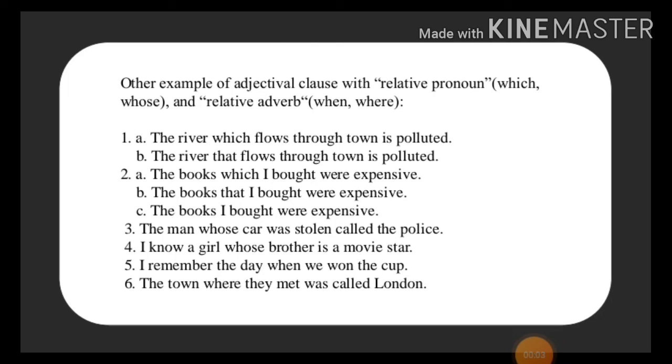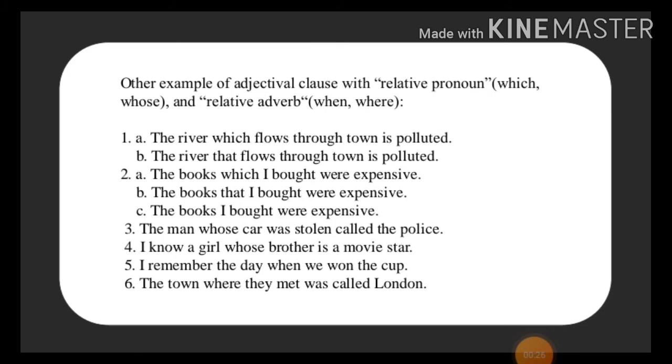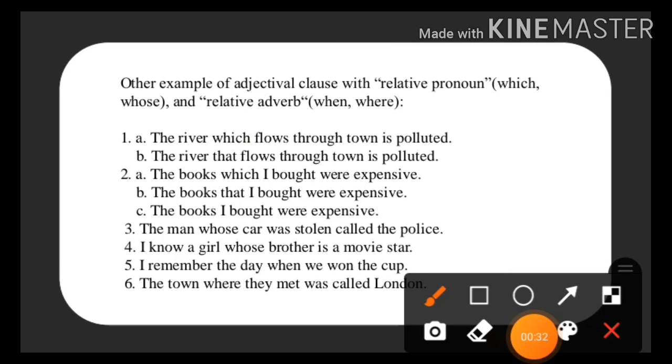Okay, next. Here we have the other examples of adjectival clause with relative pronoun such as which and whose, and then with relative adverb which is when and where. Okay, let's take a look at the example. The first example, A. The river which flows through town is polluted. Jadi di sini kita pakainya which as a relative pronoun. Okay, and B, the river that flows through town is polluted. Ini juga menggunakan relative pronoun, that.